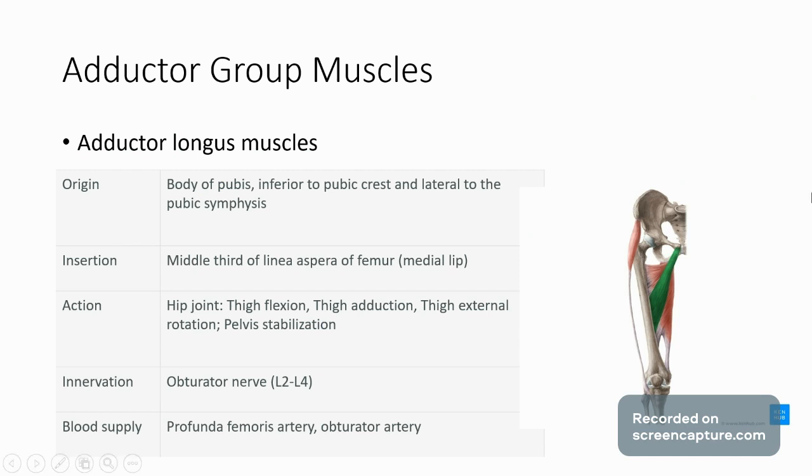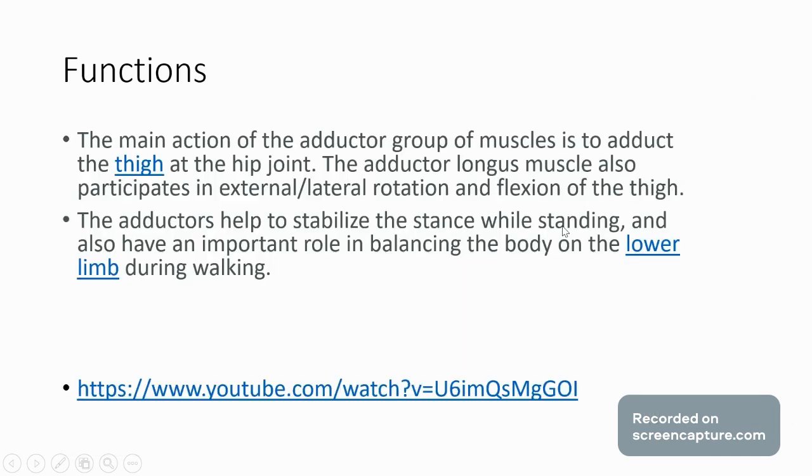You can watch in the diagram this red, green color muscle originated here in the body of the pubis region of the pelvic girdle, and then it is inserted into the middle third of the femur region. Its innervation is through the obturator nerve, L2 to L4, and blood supply through the obturator artery. We shall watch the video regarding this muscle.